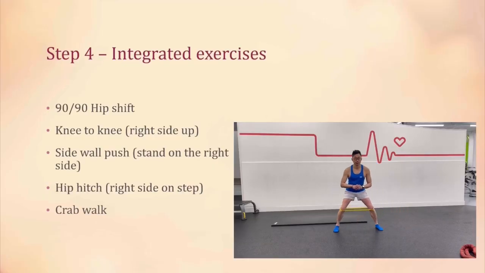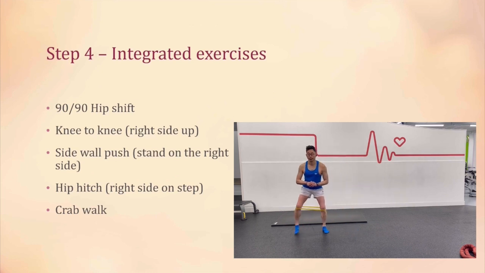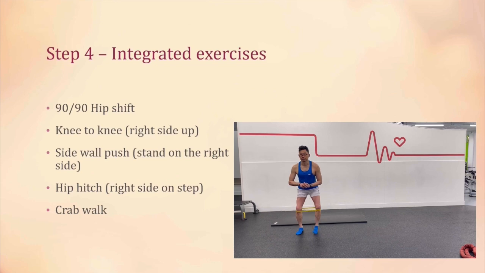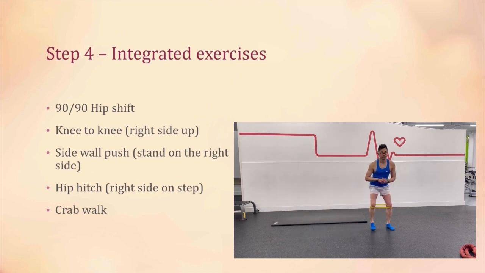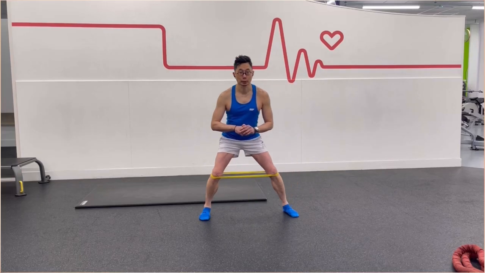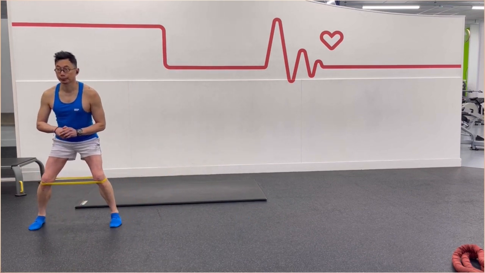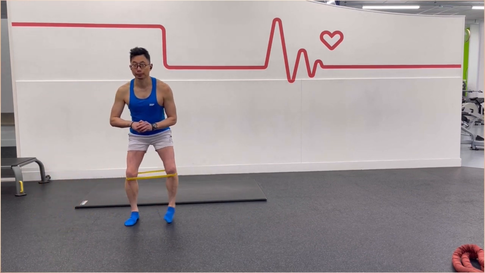Next, banded crab walk. With the help of a resistance band, proceed to take small side steps with each leg over a short distance. Keep your pelvis level throughout the exercise. Aim to feel the side of your hips activating. Continue for 1 minute. To progress, use more resistance in the band.